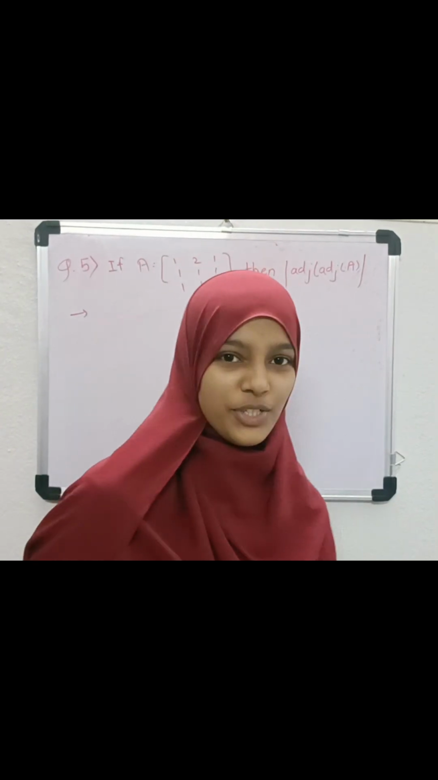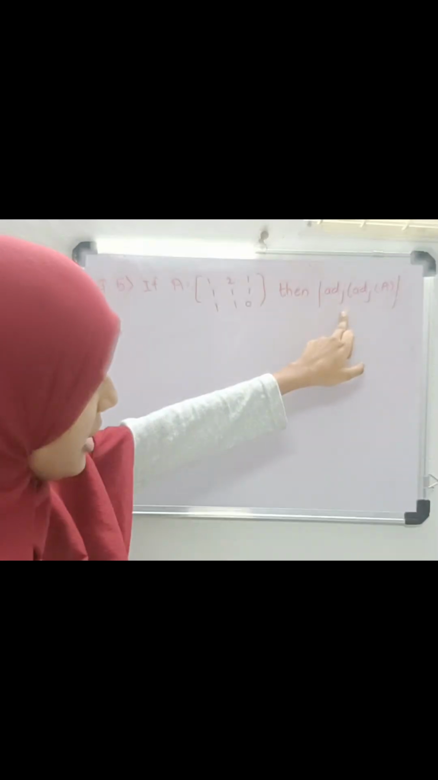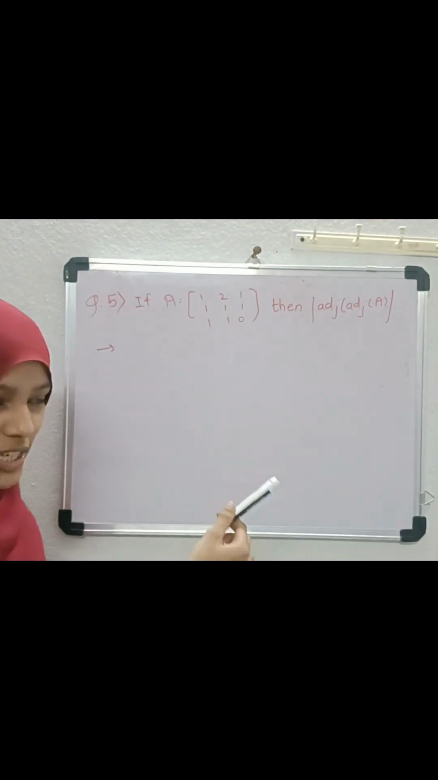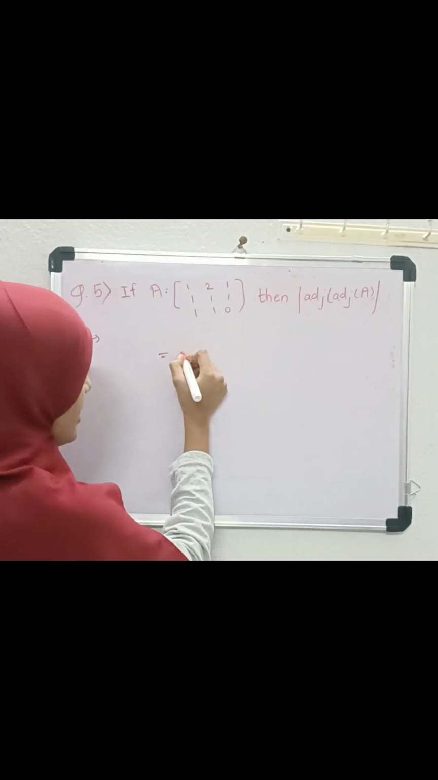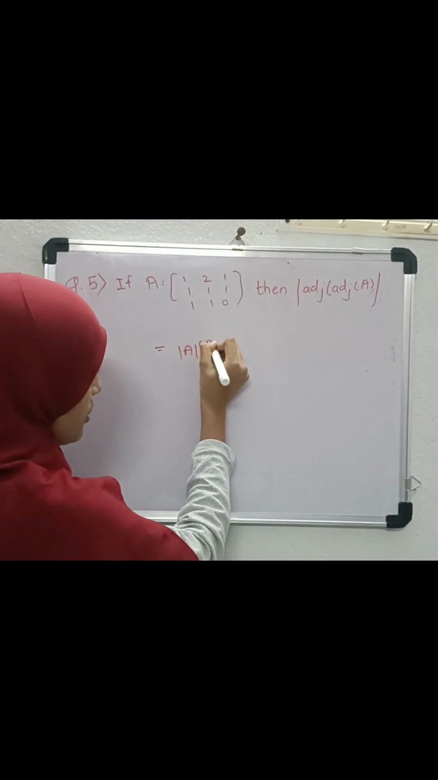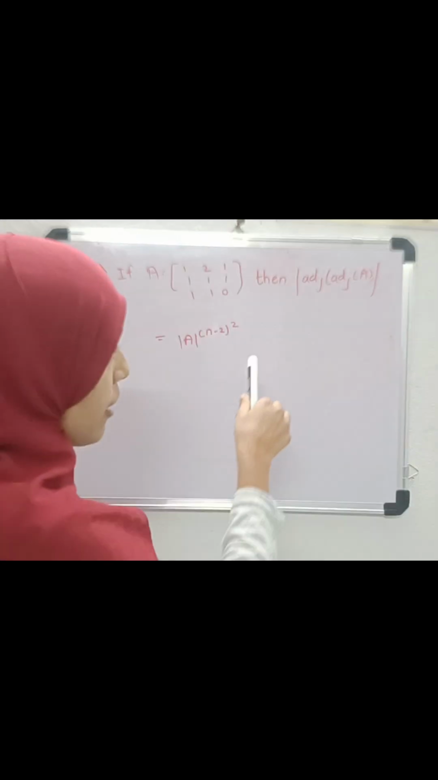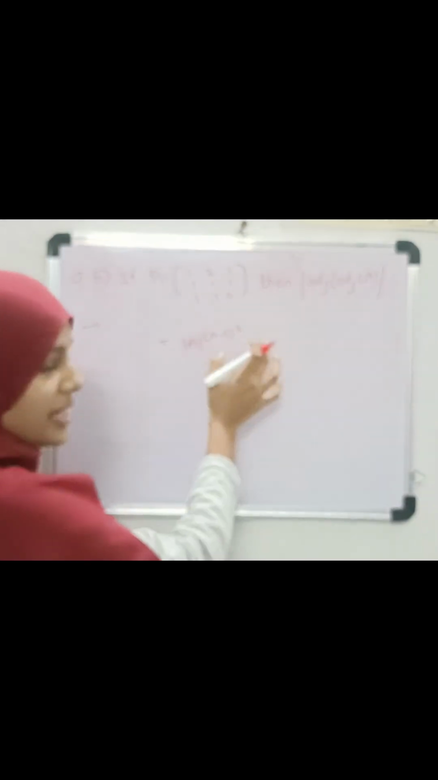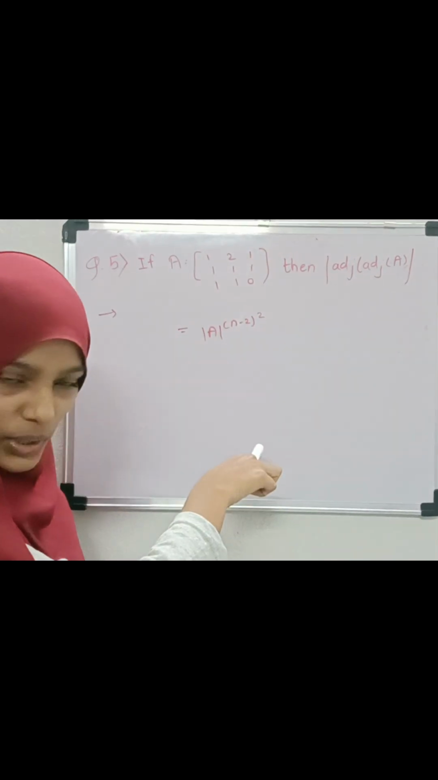Moving towards the next question. We have taken the same question, but here we have to find the determinant of adjoint A. So what is the determinant of adjoint A? We know it is determinant of A raised to n minus 2, in brackets, square. Here, if we have only adjoint of adjoint A, we will take it multiplied by A. We won't take the square. But if we have a determinant, we will take the square, not A.